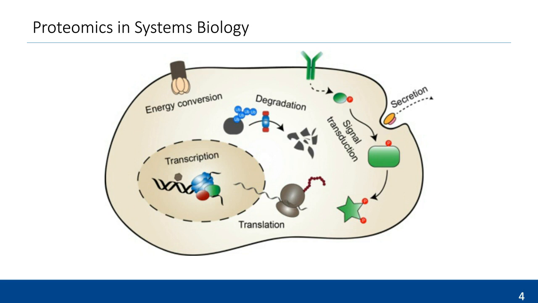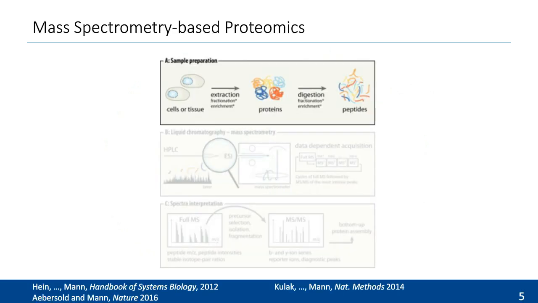The proteins are involved in gene transcription and in translation. They're involved in energy conversion. Proteins can be tagged by ubiquitin for degradation. Proteins can be used to transduce signals, and smaller proteins are also secreted and thereby affect the behavior of other neighboring cells.